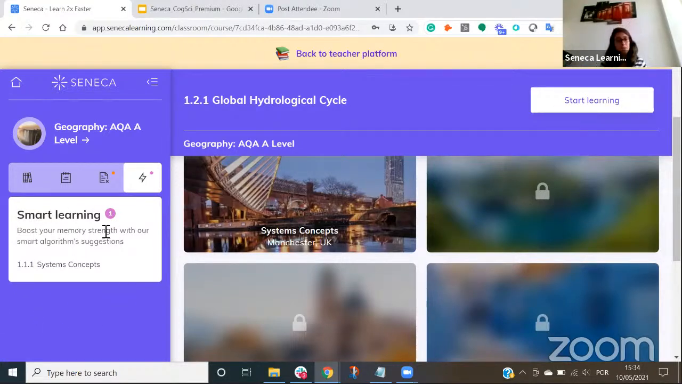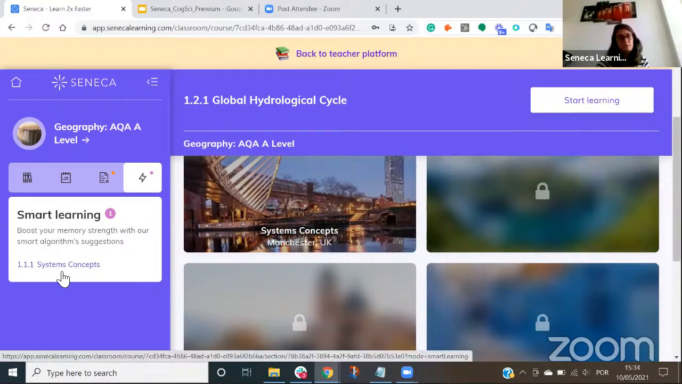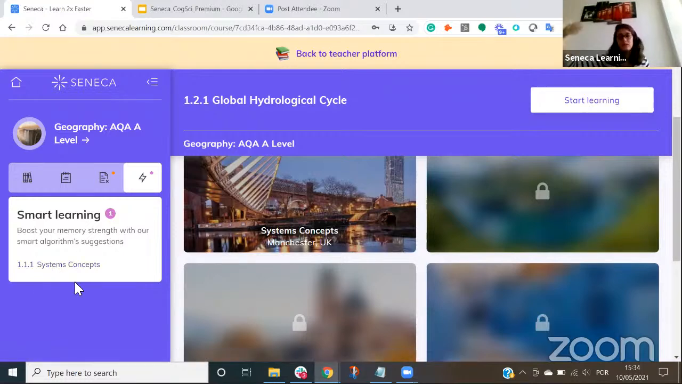So this is an algorithm that we have that uses artificial intelligence to basically take retrieval practice, spacing and interleaving into account and recommend to students what to study next. So this is individual. So I'm seeing this as a recommendation. My colleague will be seeing something else. My other colleague will be seeing something else. So this is a personalized study recommendation that we give to your students based on how well and how much and when they studied content in the past.